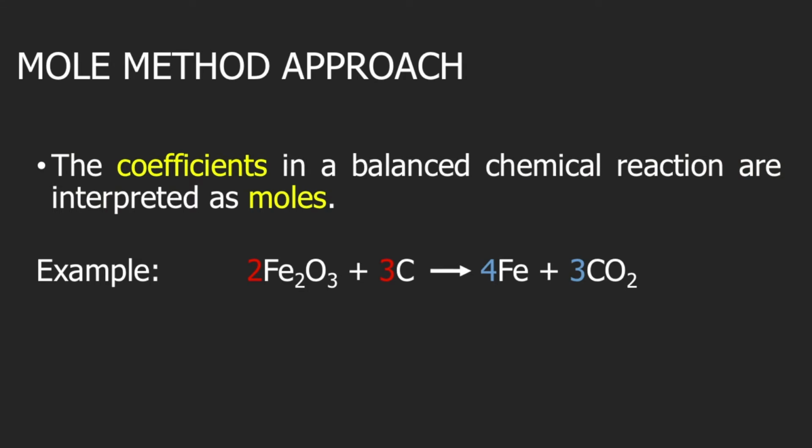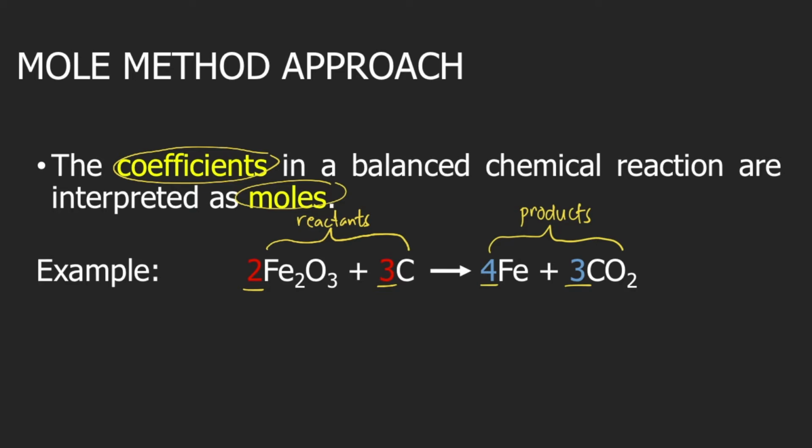The most common method in answering stoichiometry problems is the mole method approach. In this approach, the coefficients in a balanced chemical reaction are interpreted as moles. So I'm pretty sure you are already familiar with a balanced chemical reaction. In a chemical reaction, the substances on the left side are the reactants, and the substances on the right side are the products. The number before each reactant and each product is called the coefficient. And in mole method approach, the coefficients are treated as moles.